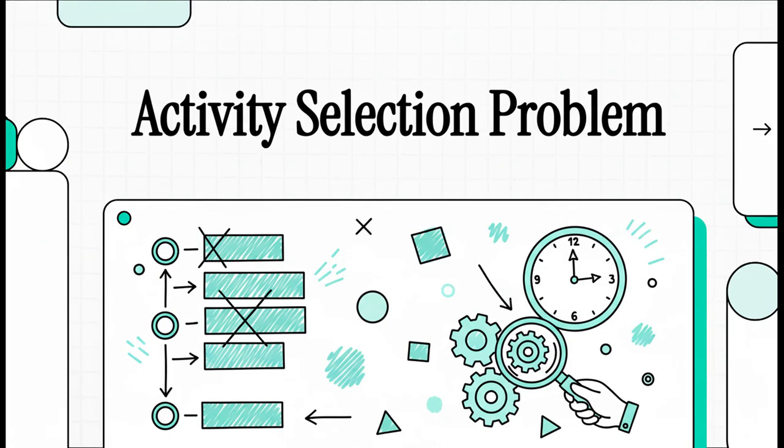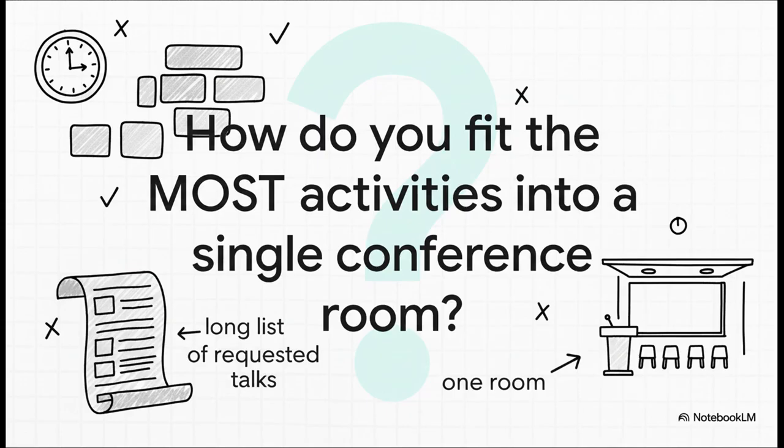All right, let's talk about a problem that pops up all the time in tech interviews, the activity selection problem. Now, it might sound a little academic, but it's really all about a simple question. How do you get the most done with limited time? And the best part is, there's a surprisingly simple rule that cracks it, giving you the perfect answer every single time.